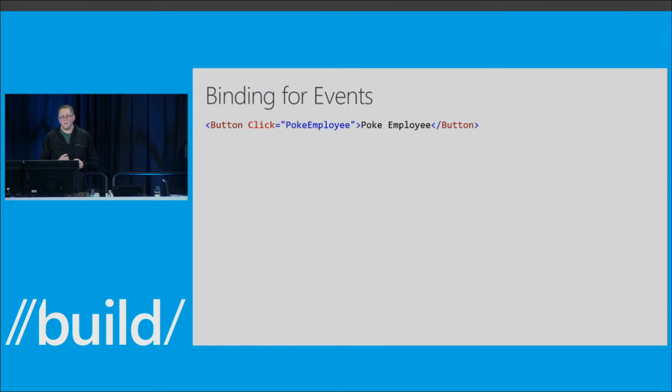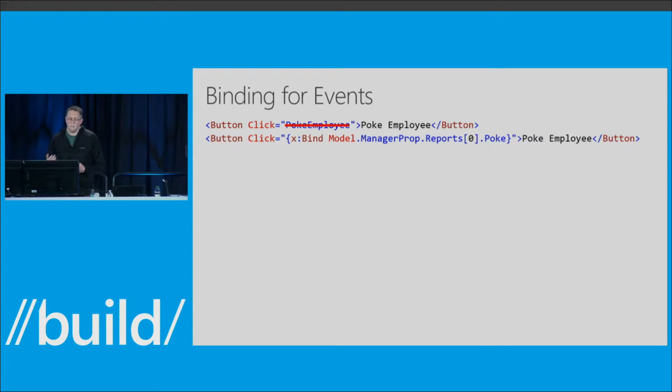The other big feature we've added for x:Bind, which is new, is the ability to bind events. I don't know why we haven't done this before. Traditionally with events, if I have a button here with a click method, a Poke employee needs to be a method on my code behind. What we can now do with x:Bind is instead I can put x:Bind and then a binding expression and now bind to wherever that expression leads to.